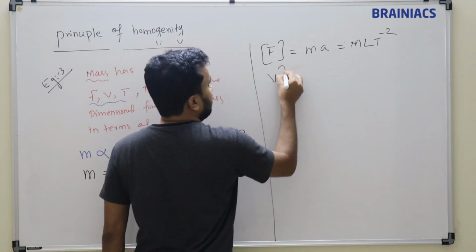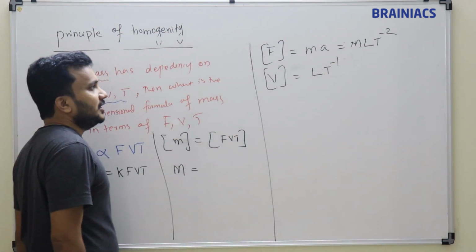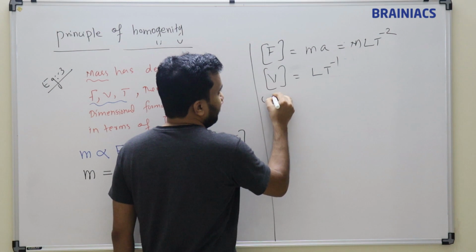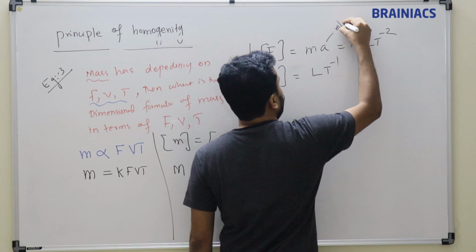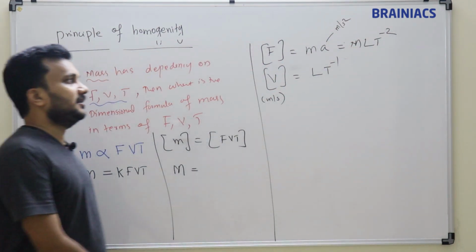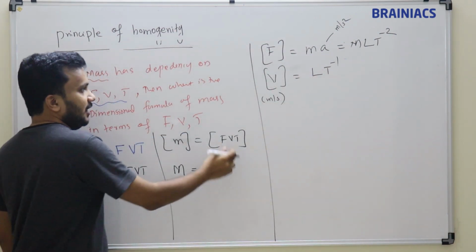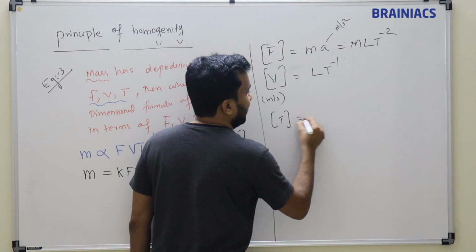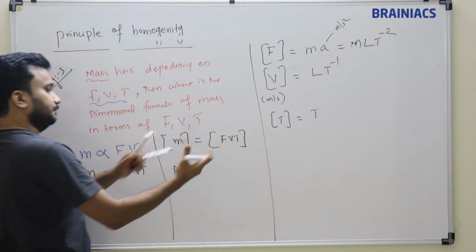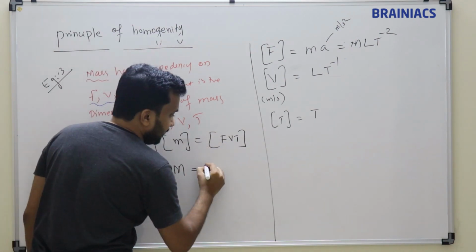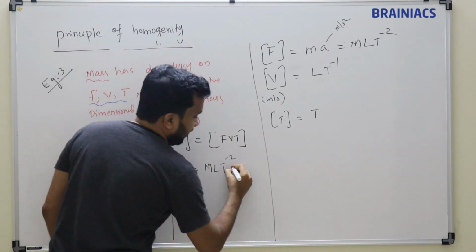Next one is V, which is velocity. What is the dimension formula of velocity? LT raised to minus 1, because the unit of V is meter per second. The unit of a is meter per second square, that's why LT power minus 2. Last one is the dimension formula of time, which is T itself. Now we have to put all these here. F is substituted as M LT raised to minus 2.